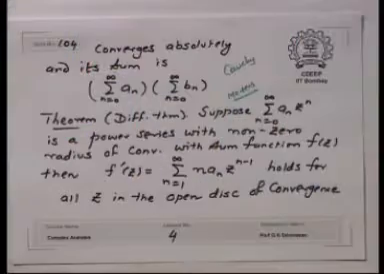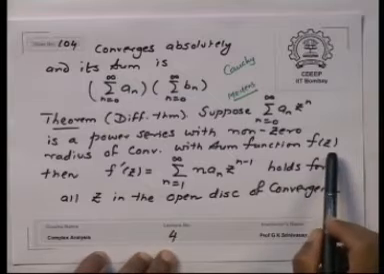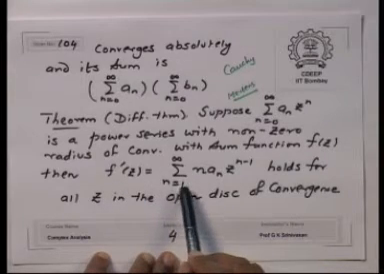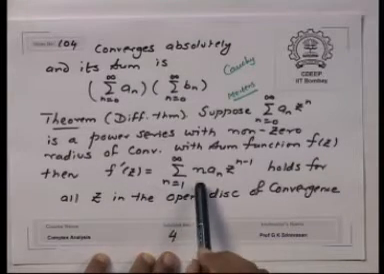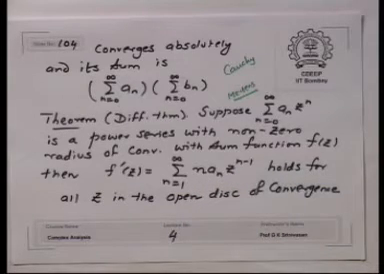Okay. Now, the other theorem on power series is the differentiation theorem. Suppose sigma an z to the power n from 0 to infinity is a power series with non-zero radius of convergence, and the sum function is f(z). Then f(z) is complex differentiable, and f prime z is given by sigma n from 1 to infinity n an z to the power n minus 1, as long as z is in the disk of convergence. So long as you stay within the disk of convergence, term by term differentiation is permissible.